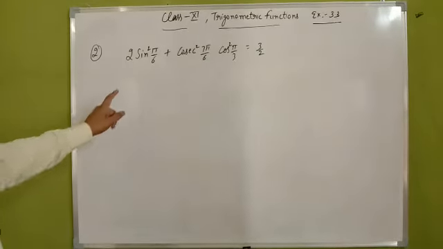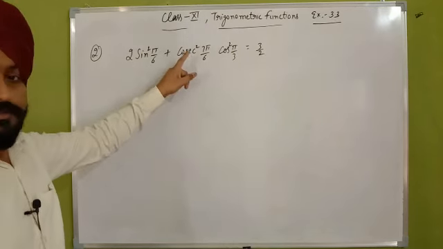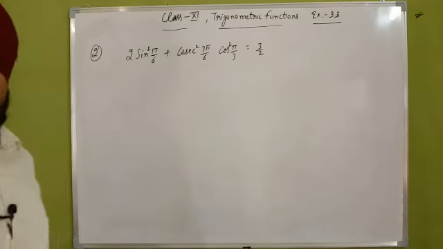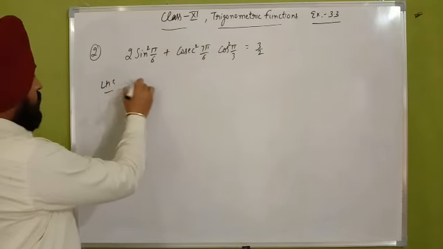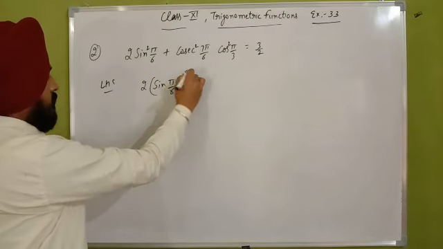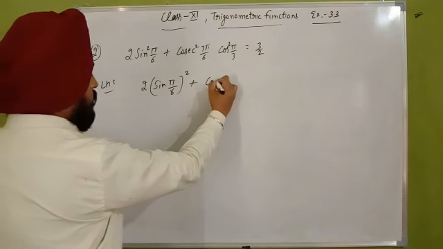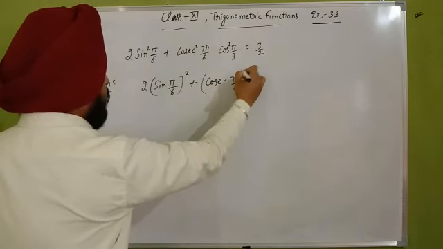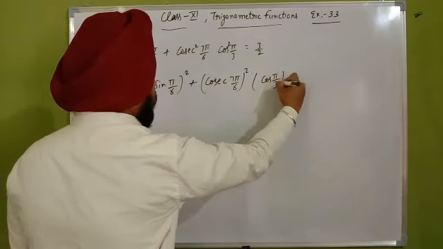Second, we have to show that 2 sine square pi by 6 plus cosecant square 7 pi by 6 into cos square pi by 3 is equal to 3 by 2. So write left hand side as 2 sine pi by 6 whole square, sine square was there, so we can write it as a whole square, plus cosecant 7 pi by 6 whole square there. Similarly write here cos pi by 3 whole square.